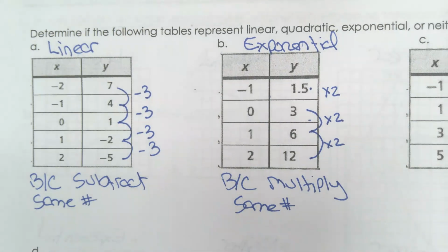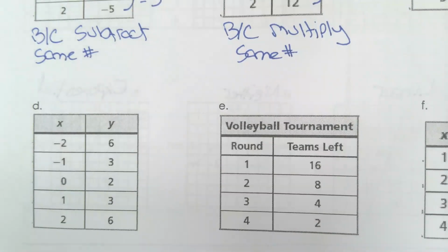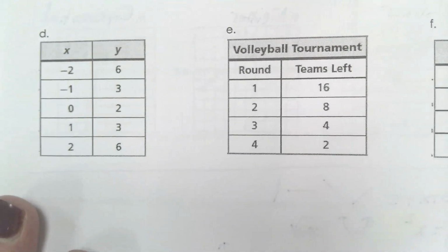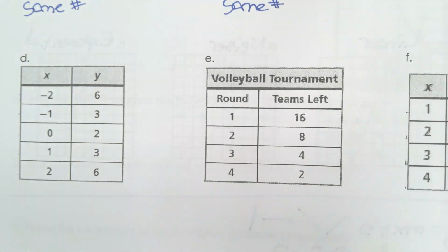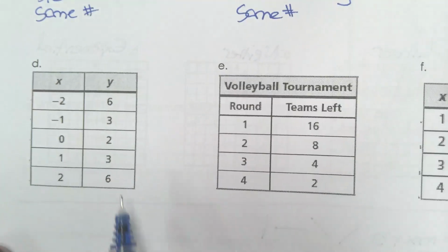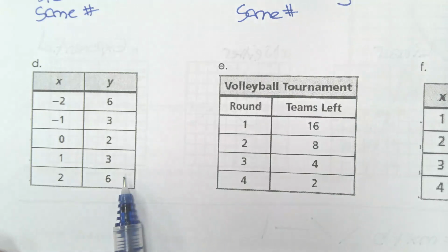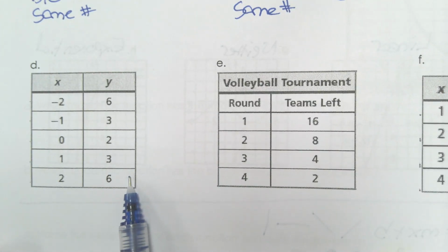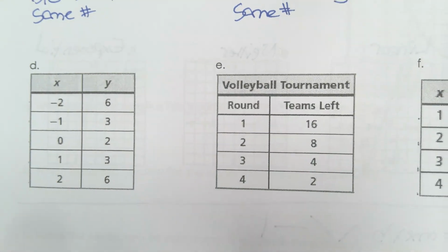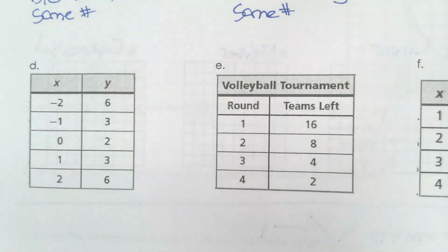We're going to jump down and we're going to look at E. That's what we're going to do next. No, we're not. We're going to start with D. I lied. All right, so on D, take a moment to look at your patterns on the y's. What are you noticing? How do you get from one to the next? Do you see any kind of a pattern happening?